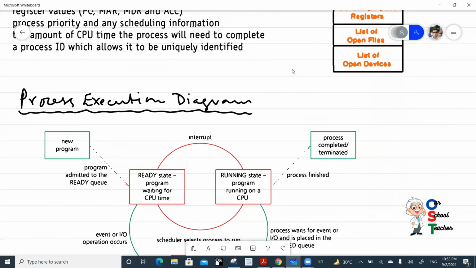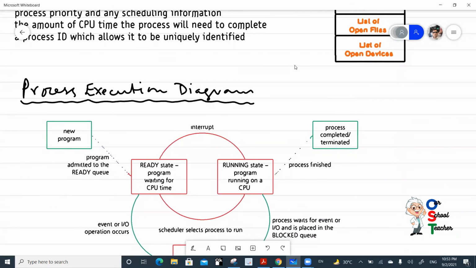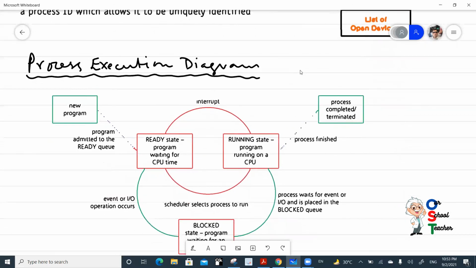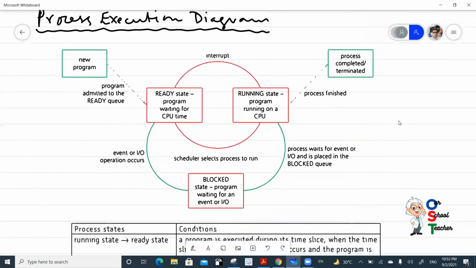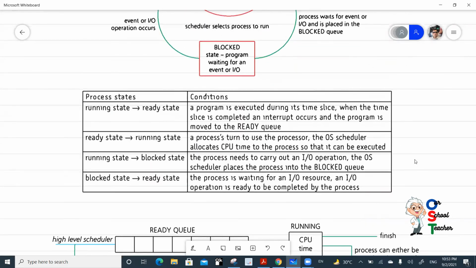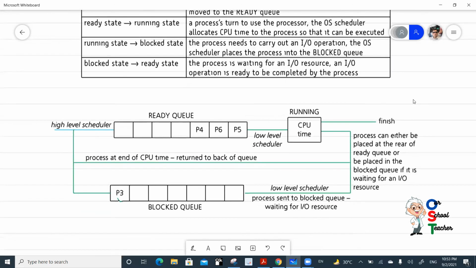Then we have seen different states of the process, and we have seen the diagram in which the process is generated, then it comes to ready or waiting queue, then it is given CPU time by the low level scheduler, and then it comes to blocked state if the IO requirement is there, then it comes back to ready state, and then CPU time is given, and then it is terminated. Then we have seen another illustration of different states of the process.